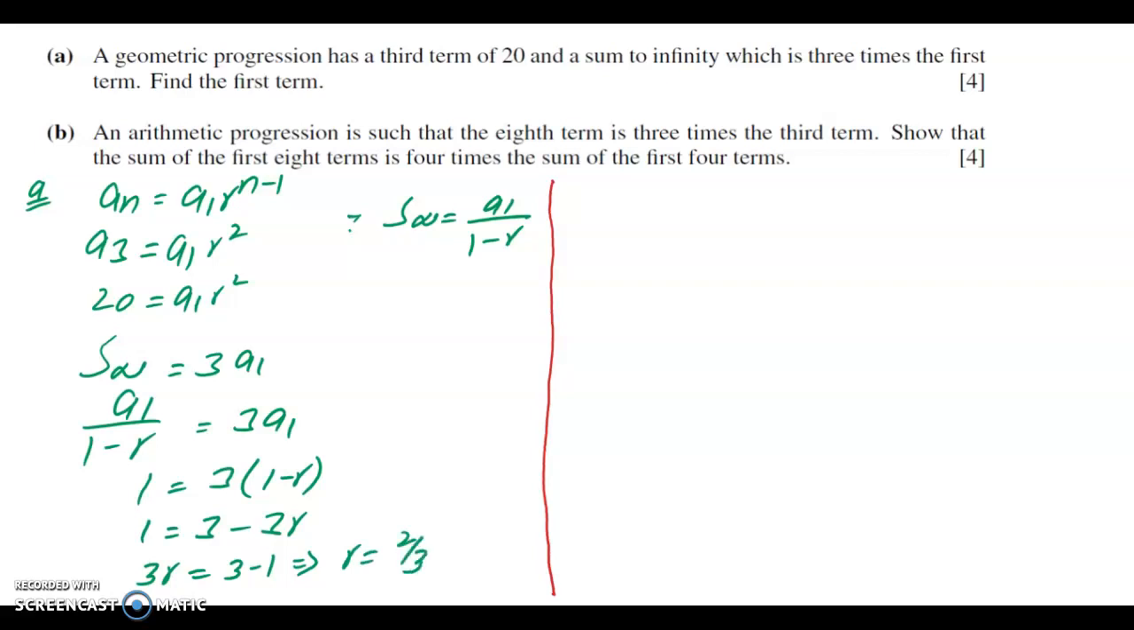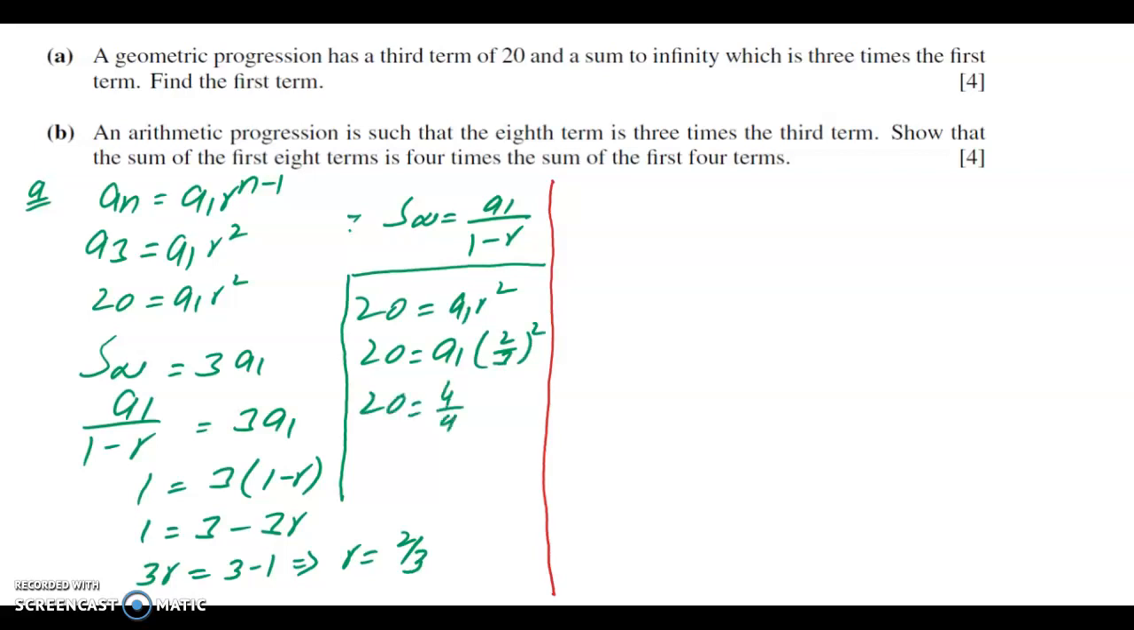So r is 2 by 3. Once we have found r, we can find the value of a, because we're supposed to find the first term. If we use the equation 20 is equal to a1 r squared, then 20 is equal to a1 times 2 over 3 squared. So 20 is equal to 4 over 9 a1. That means 4a1 and so a1 is equal to 45.